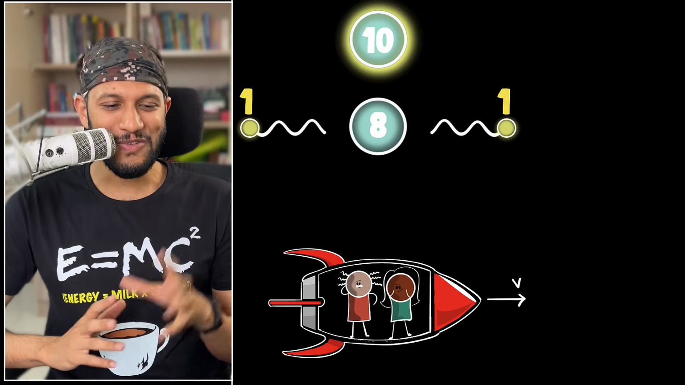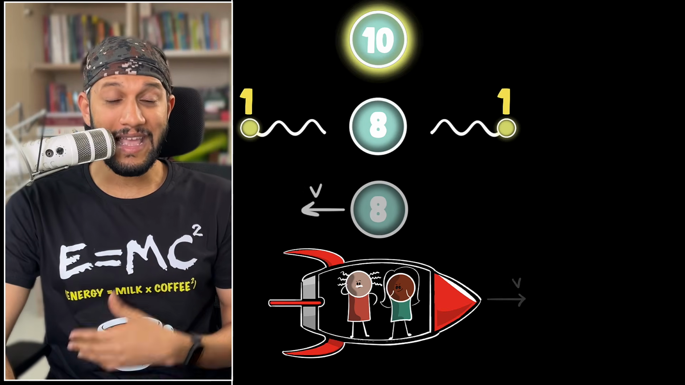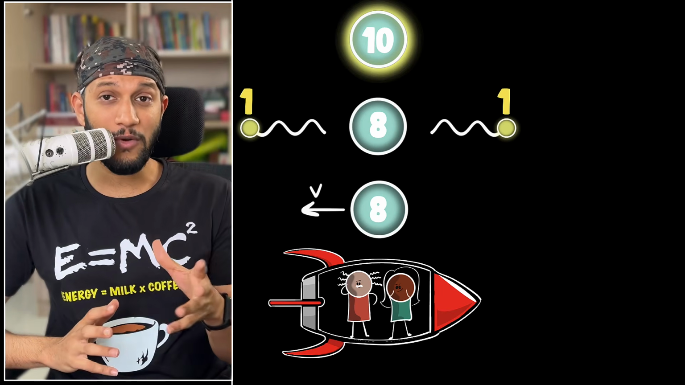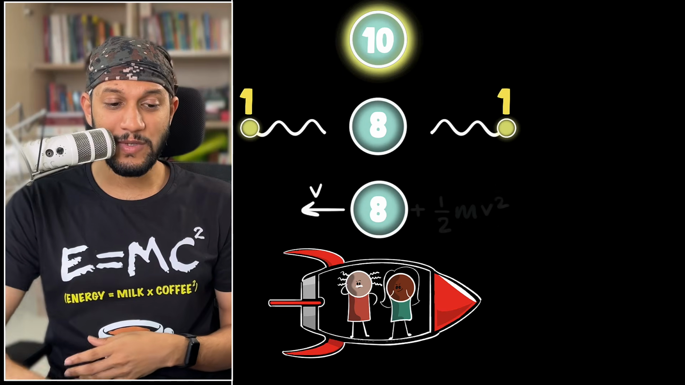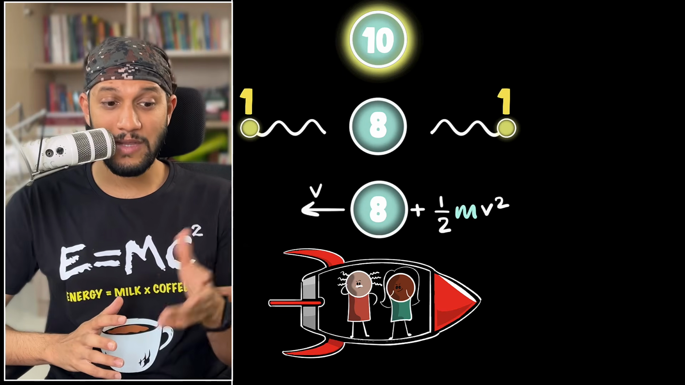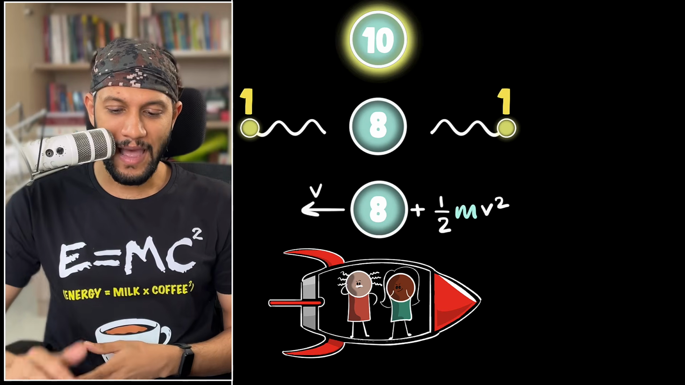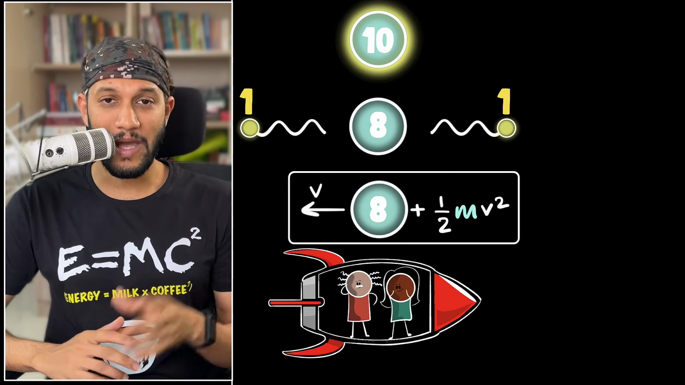All right, so from the rocket's perspective, the rocket is not moving. In fact, it feels like the atom is the one that's moving towards the left with the velocity v now. And therefore, along with that 8 units, it also has an additional kinetic energy. And so we would say, now from the rocket's perspective, the atom should have the energy of 8 plus half mv squared. And that now is the energy that we would assign to that particular atom.